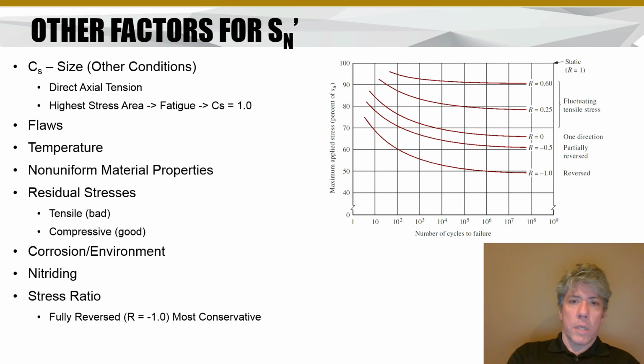And so since we're using the R.R. Moore test, that's a fully reversed test, and that should give us the worst case scenario, right? The minimum endurance strength. So therefore that's the most conservative type of test.